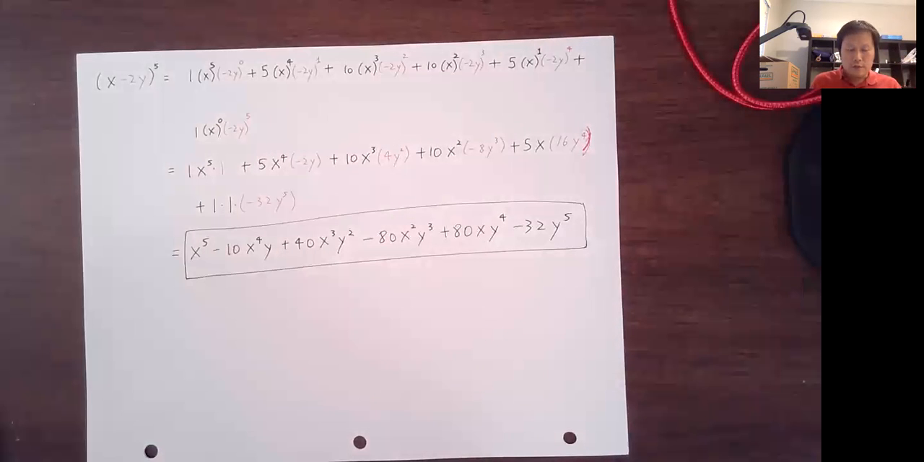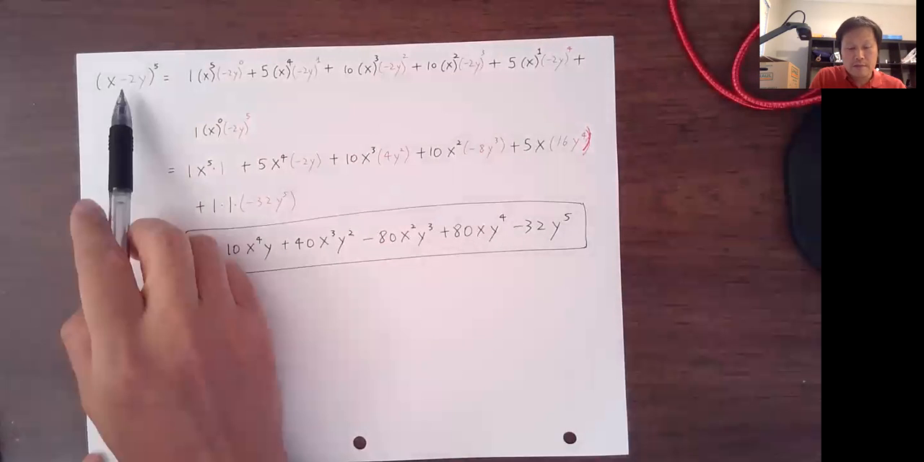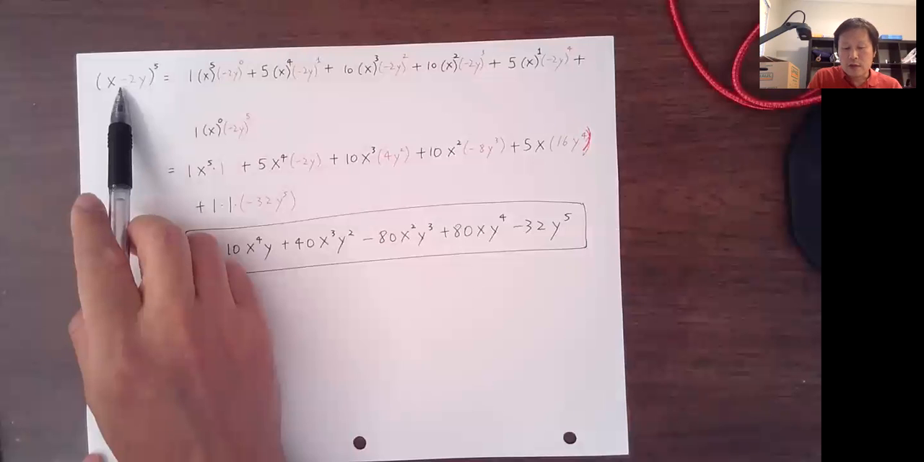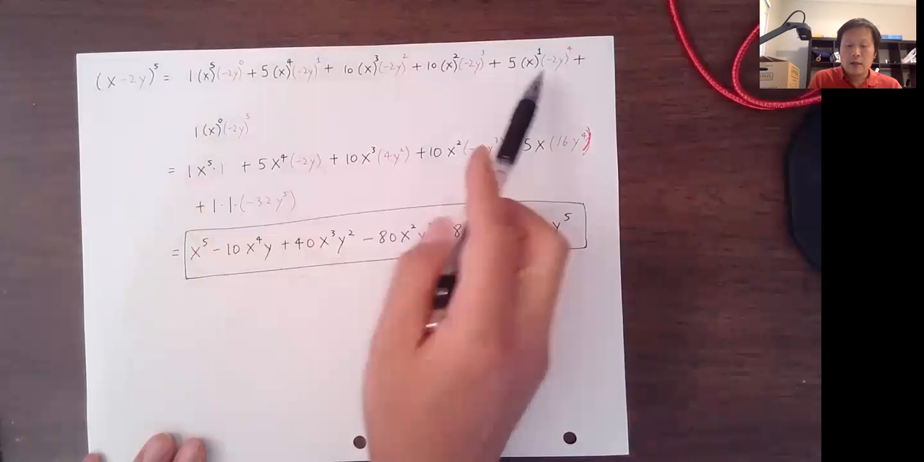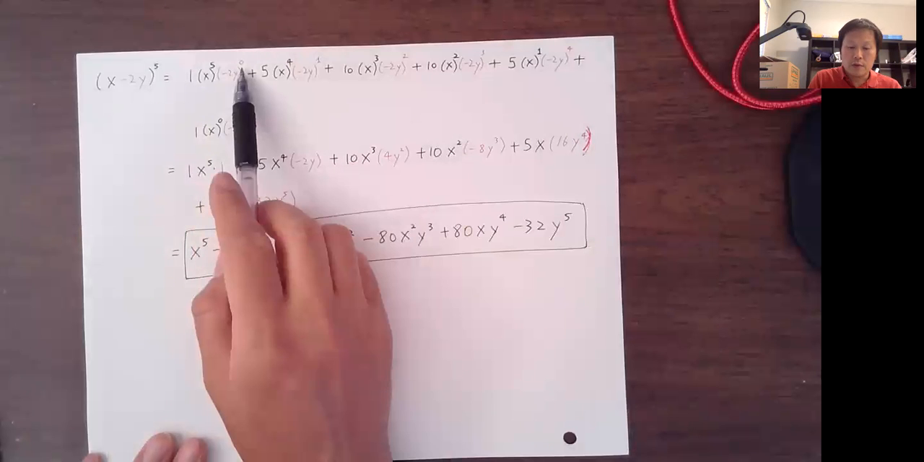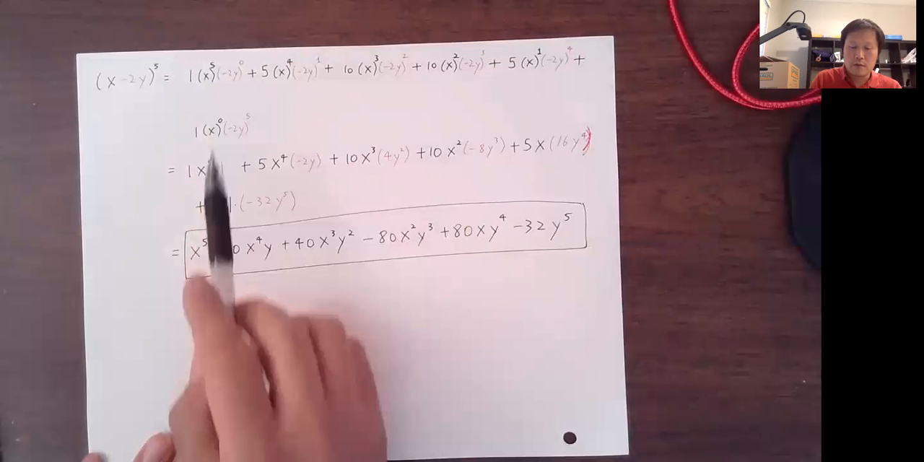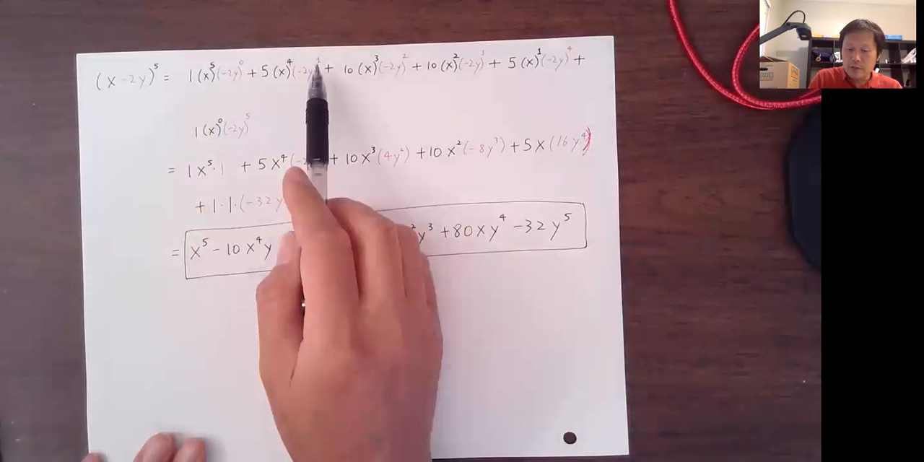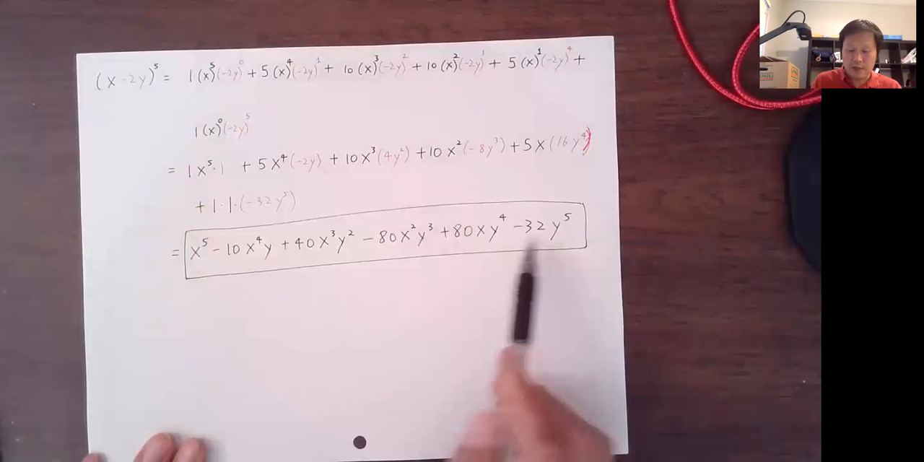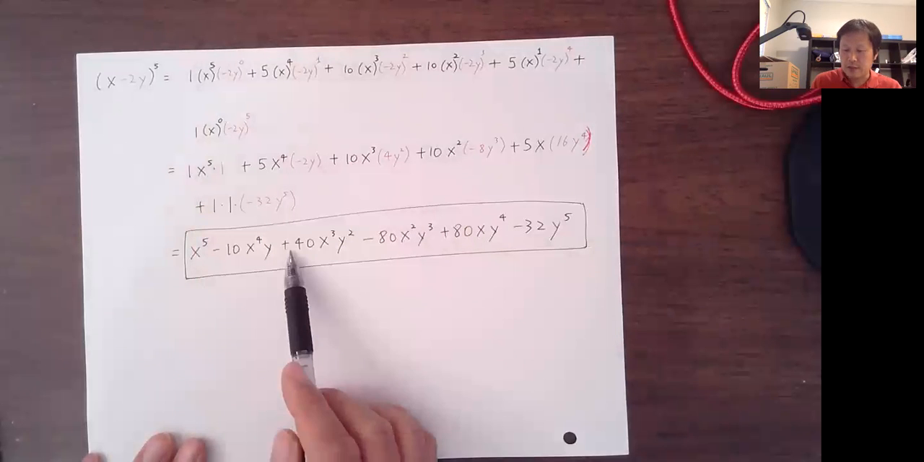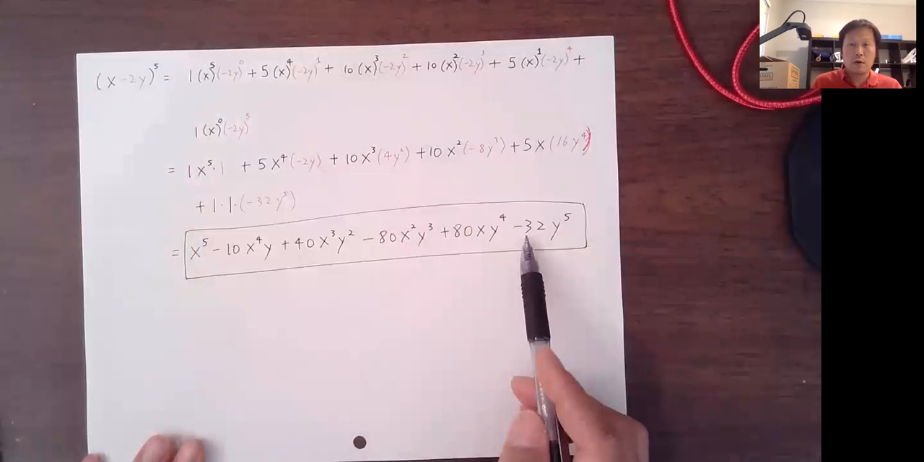So be very careful. If the second term has a minus, the second parenthesis will have minus in it. Depending on the power, even powers will come out positive and odd powers will come out negative, and that will affect the final answer. Positive, minus, positive, minus, positive, negative. You will alternate the sign.